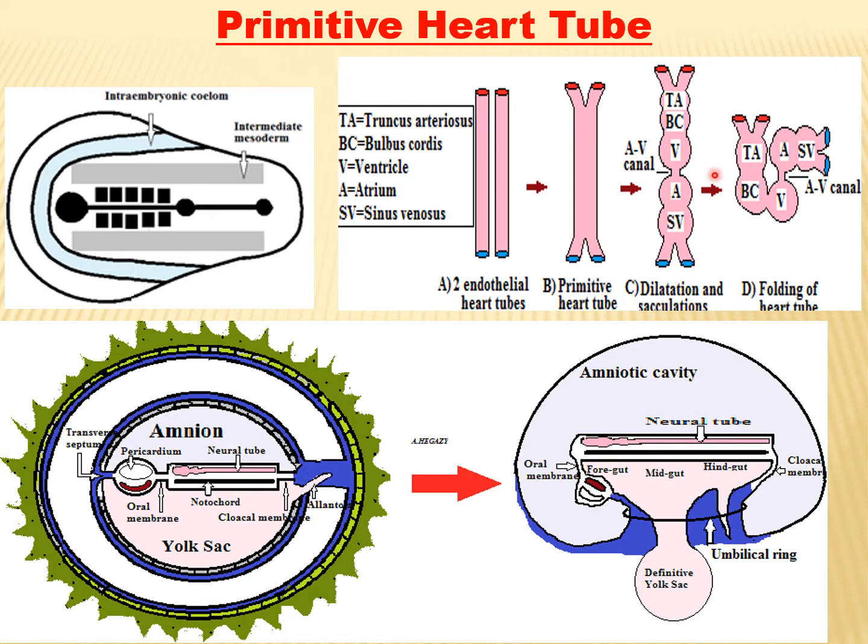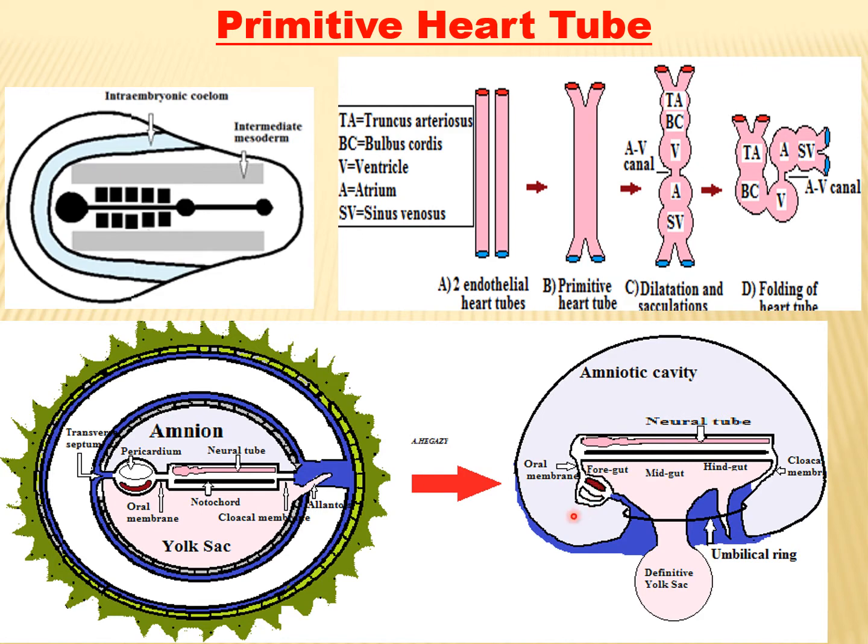Then elongation and then folding occur for the heart tube. As a result of folding of the heart tube, the heart tube bulges ventrally into the pericardial cavity. Also, bulging of the heart tube occurs from above downward.